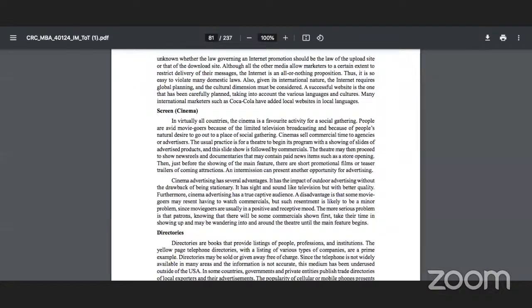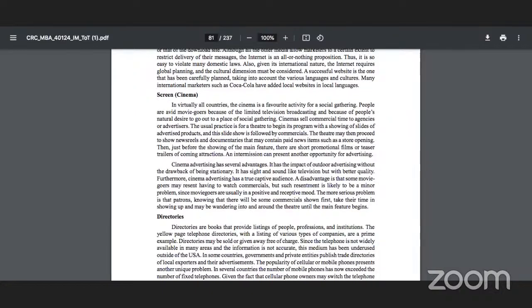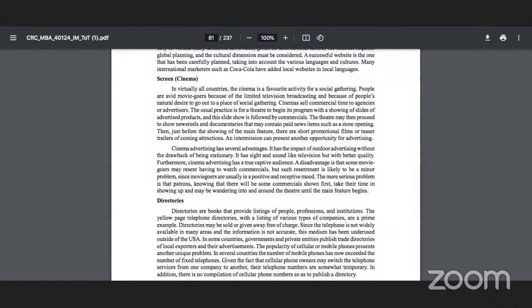Of course, we don't really need a translation for ads of Coca-Cola or Pepsi, but yes, certain products definitely make sense. So, screen, that is cinema. In virtually all countries, the cinema is a favorite activity for a social gathering. So, people are avid moviegoers because of the limited television broadcasting and because of people's natural desire to go out to a place of social gathering.